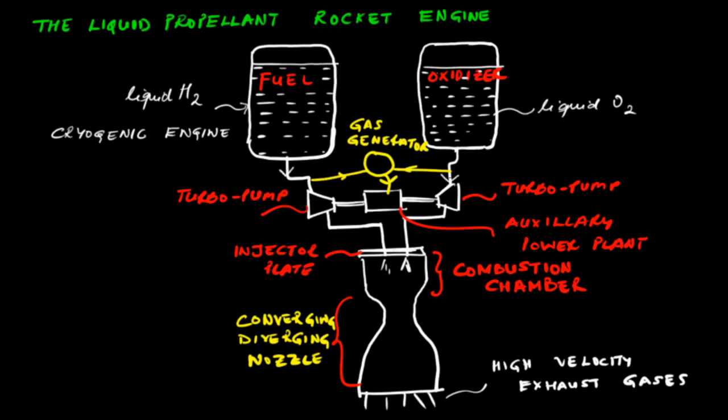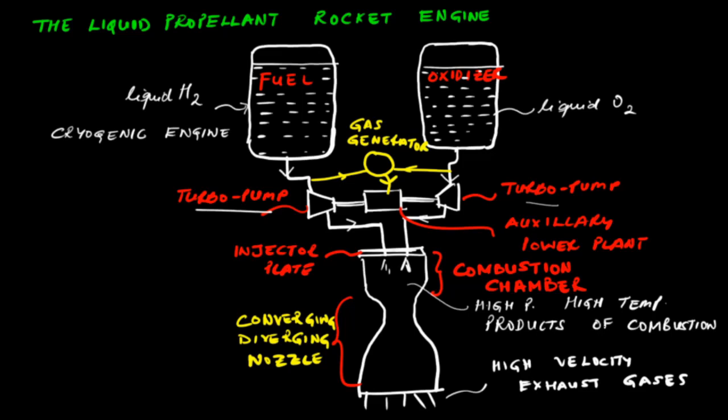What happens in a liquid propellant rocket engine is that fuel and oxidizer, which are liquid, are pumped into this combustion chamber using these turbo pumps. And these fuel and oxidizer undergo combustion in this combustion chamber, and as a result they produce high pressure and high temperature products of combustion.